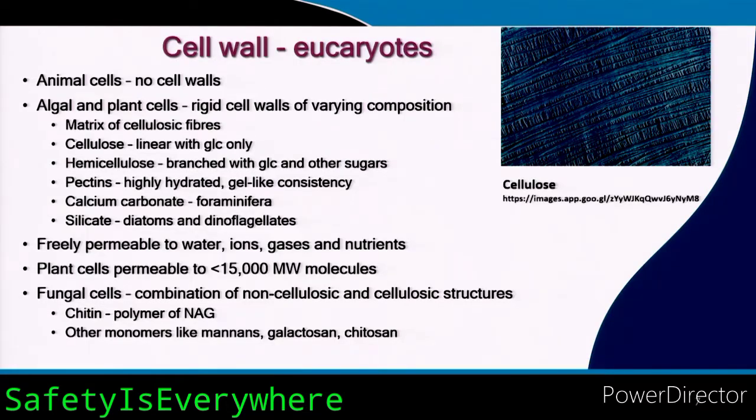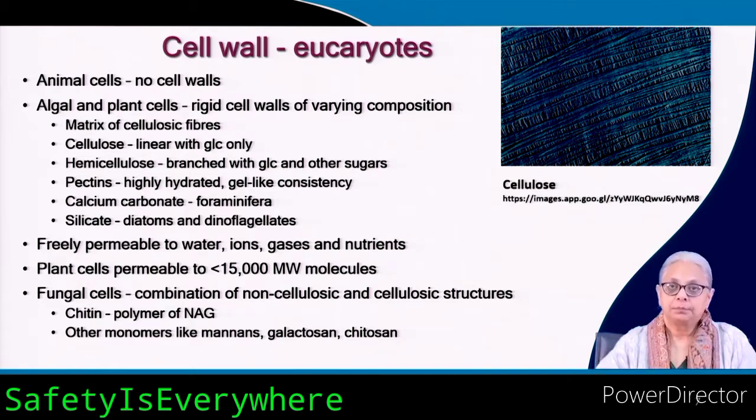In terms of the cell wall of eukaryotes, putting the prokaryotes aside, we have to remember that there are other microorganisms that are not bacteria. So let's take a look at the eukaryotes. Animal cells, we know, do not have cell walls. Algal and plant cells have rigid cell walls of different chemical composition. In general, algal and plant cells have a matrix of cellulose fibers.